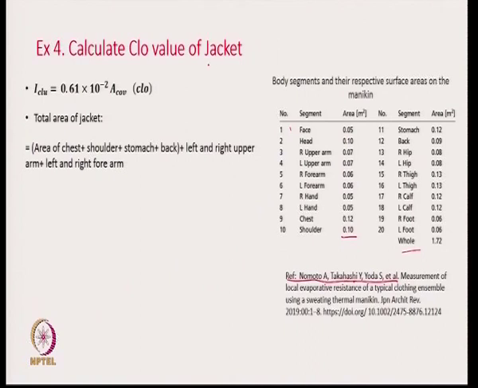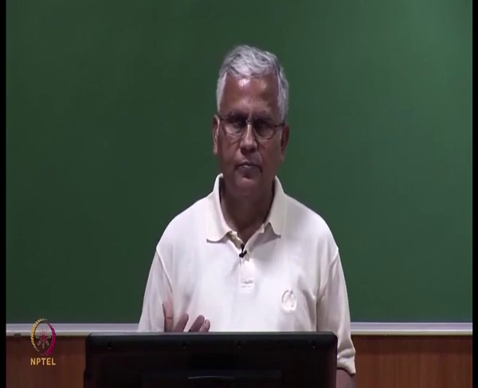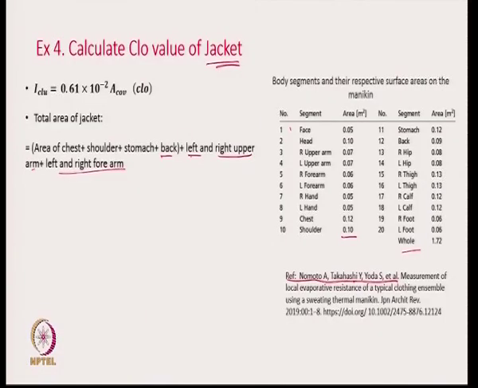Calculate the clo value of a jacket. First, what we need to know is how much body area the jacket is going to cover. So, total area of the jacket will be the area of the chest. The jacket is going to cover the chest area, the shoulder area, the stomach part and the back side, plus arms, left and right upper arms and left and right forearms. You all know the design features of a jacket, and what areas are covered by it. A jacket is not going to cover the thigh or the leg. Therefore, this jacket is going to cover the front part of the body till waist or a little below waist, and the back part, and also the entire arm.